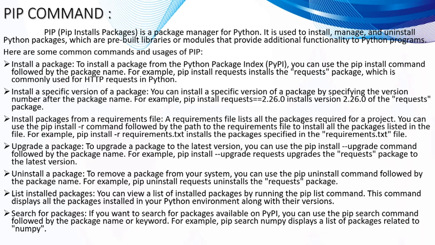List installed packages. You can view a list of installed packages by running the pip list command. This command displays all the packages installed in your Python environment along with their versions. Search for a package. If you want to search for packages available on PyPI, you can use the pip search command followed by the package name or keyword. For example, pip search numpy displays a list of packages related to numpy.